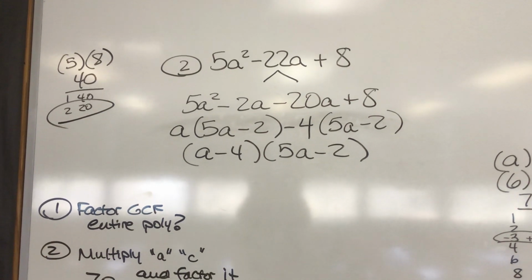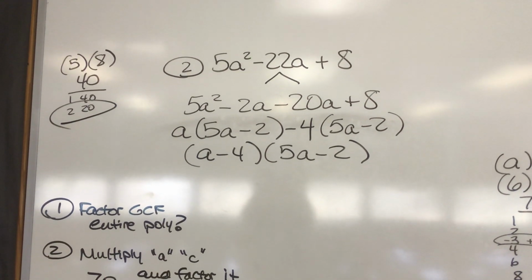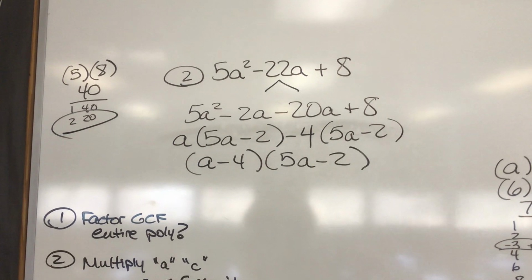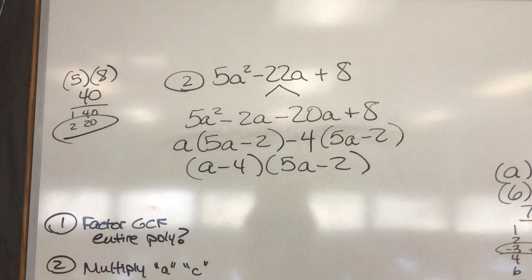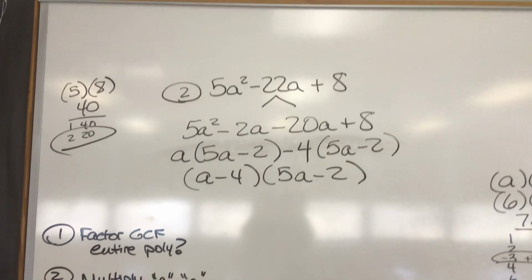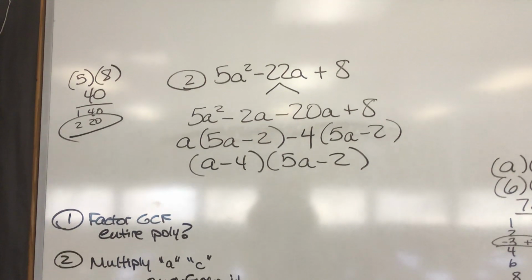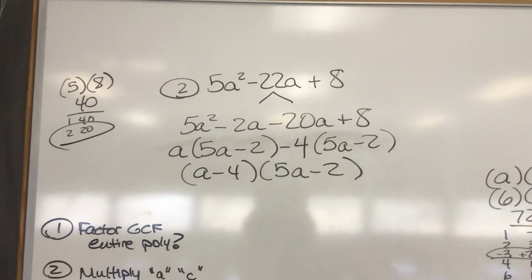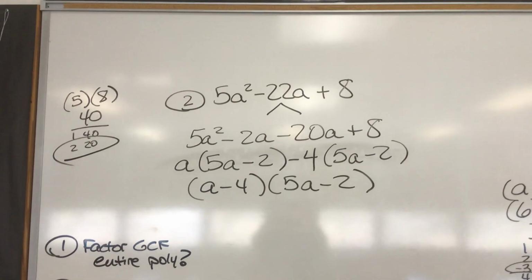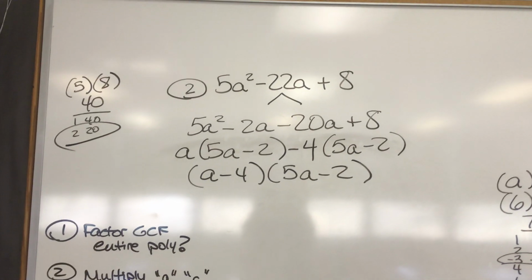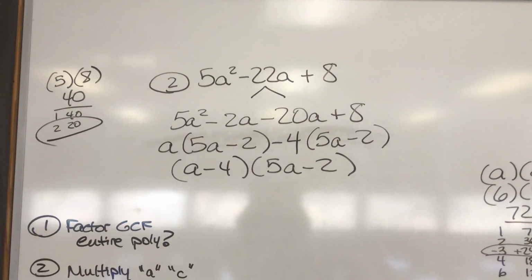If I wanted to check my work, a times 5a is 5a squared. A times negative 2 is negative 2a. Negative 4 times 5a is negative 20a. We know negative 2a plus negative 20a is negative 22a. And then negative 4 times negative 2 is positive 8.